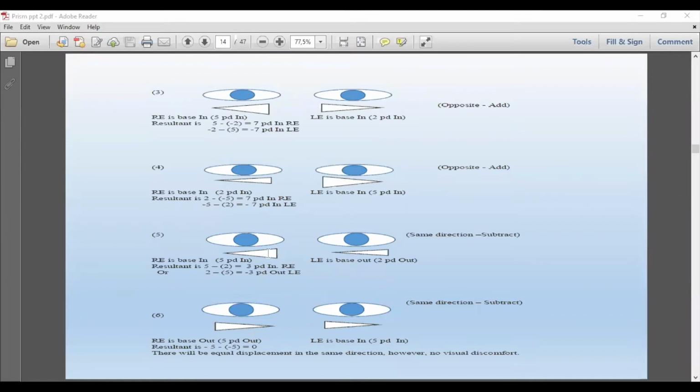Does this make sense to you, what I'm saying? Yeah, it's maths. It's arithmetic. Yes. This is high-powered second-year mathematics. Right, that's why you need math to do optometry.